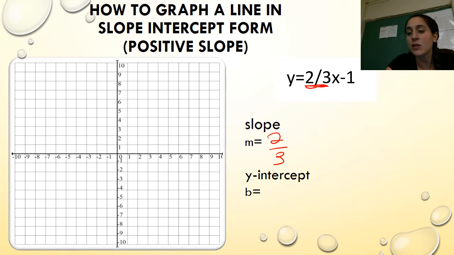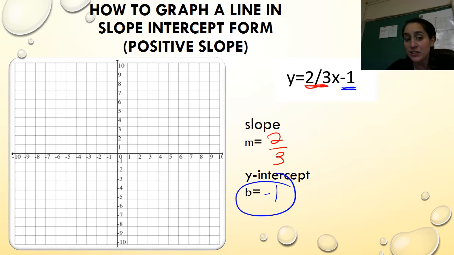The second thing I look for is my y-intercept. As you can see, my y-intercept here is -1. So I'm going to start by putting my first point at my y-intercept. Again, my y-intercept, or my b here, is -1. So here is my point at -1.